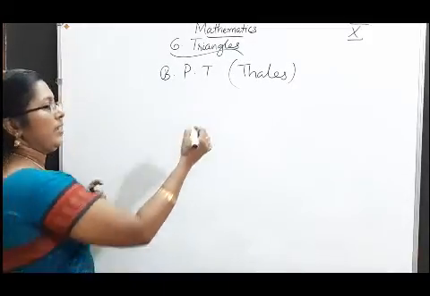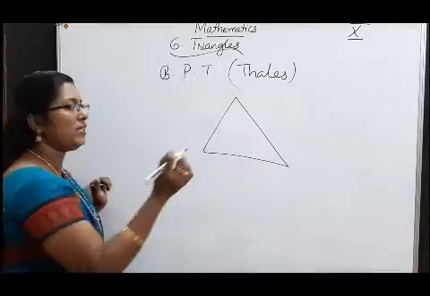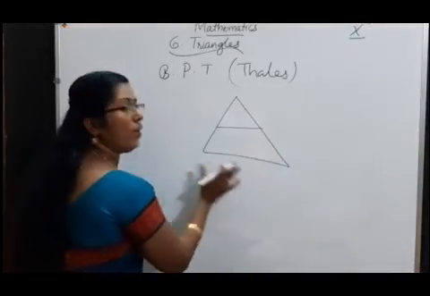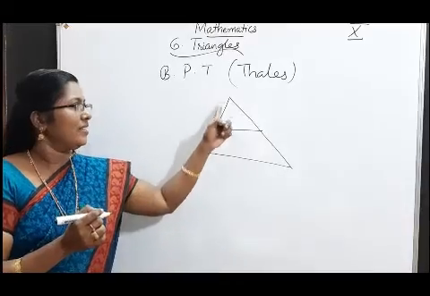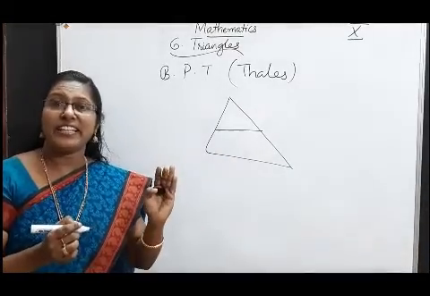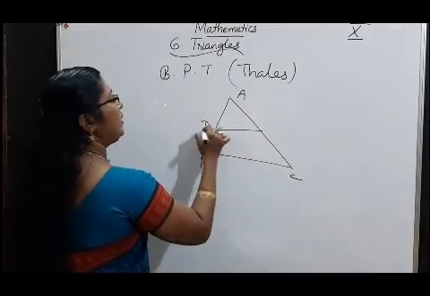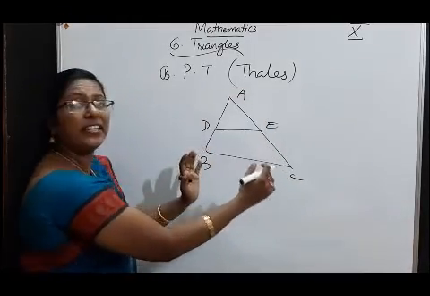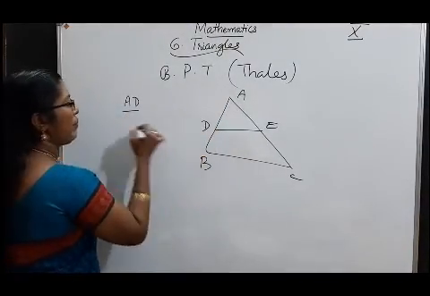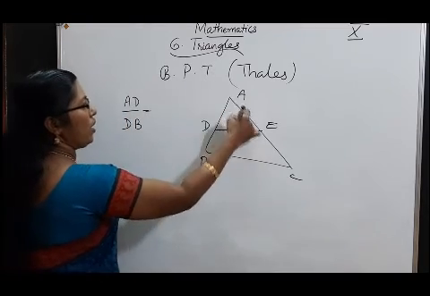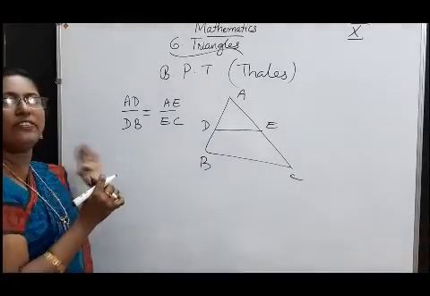I repeat. A line is drawn parallel to one side of a triangle, intersecting the other two sides in distinct points. The two sides are divided in the same ratio. That means, let us take triangle ABC and line DE. The two sides are divided in the same ratio, that means AD by DB equals AE by EC. This is the first theorem.